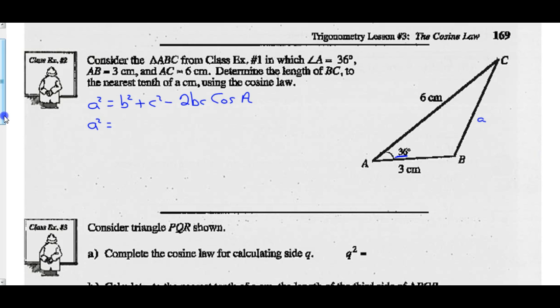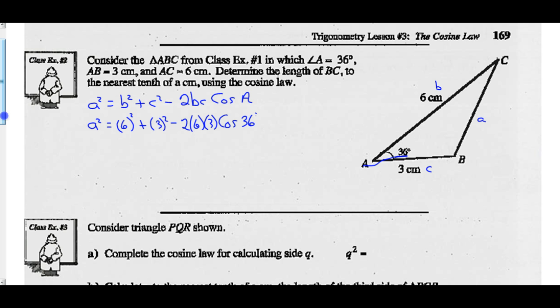I do know b squared. From angle B, 6 would be considered little b, and 3 would be considered little c. So let's plug those in. b squared is 6, so 6 squared. c is 3, so 3 squared, minus 2 times b times c times the cosine of angle A. Angle A is 36 degrees, right?